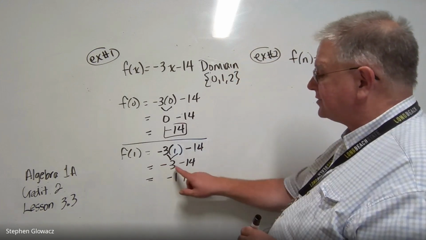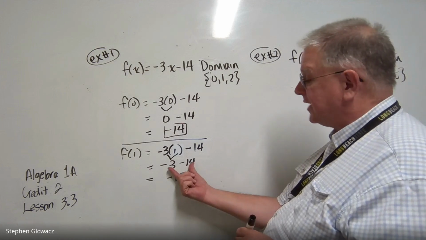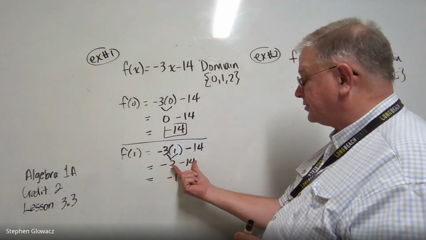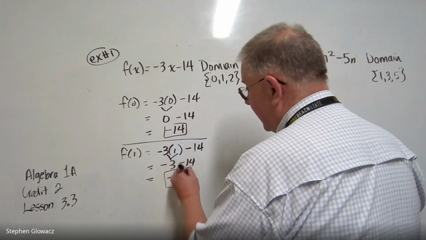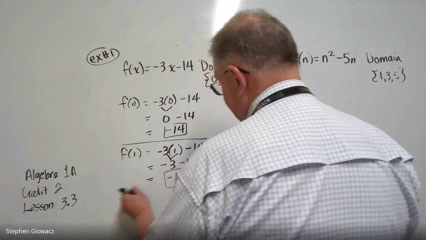Remember, when the signs are the same, you add the two numbers. 3 plus 14 is 17, and then keep the same sign. They're both negative, so negative 17.